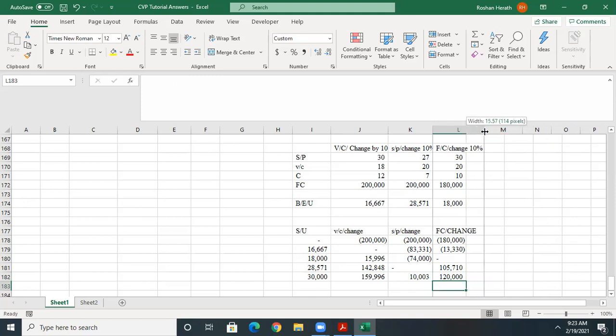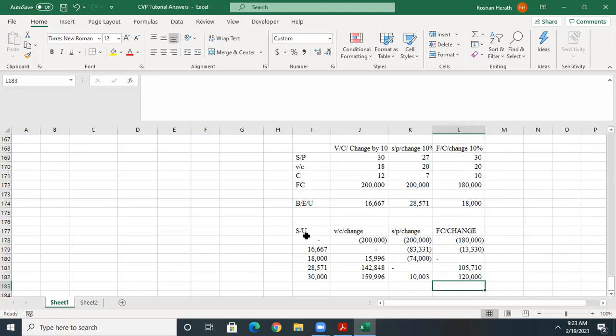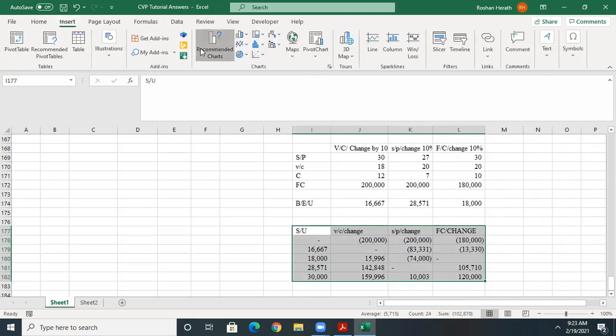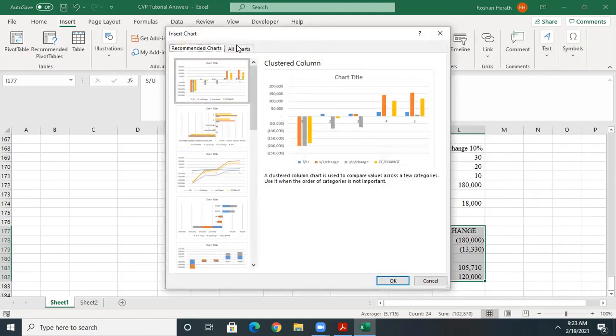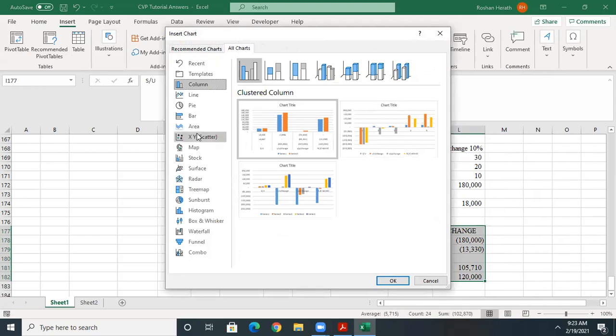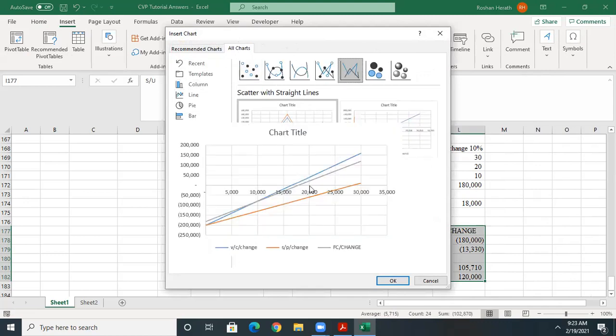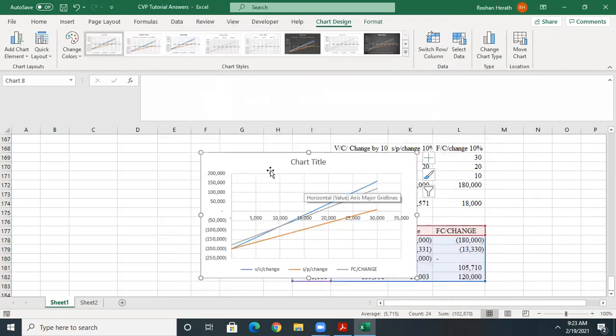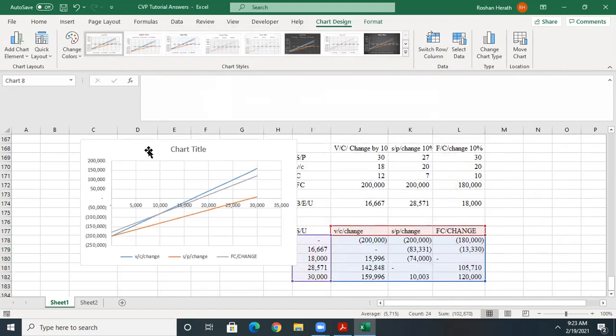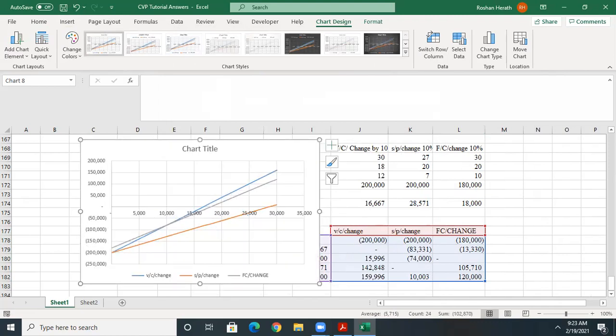Now we can simply select and put it in a graph and see what is the impact that it has. Take the entire data set, just go to the insert, recommended chart, it's all chart, the XY, and its line. So it would be something like this. So this is it. Now you can see the situation clearly.